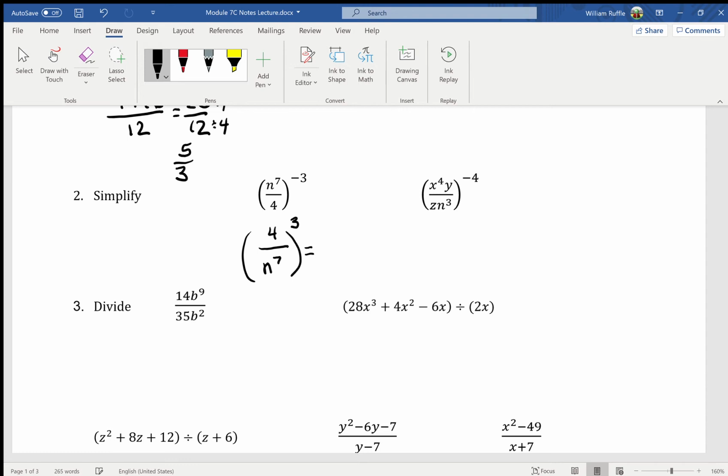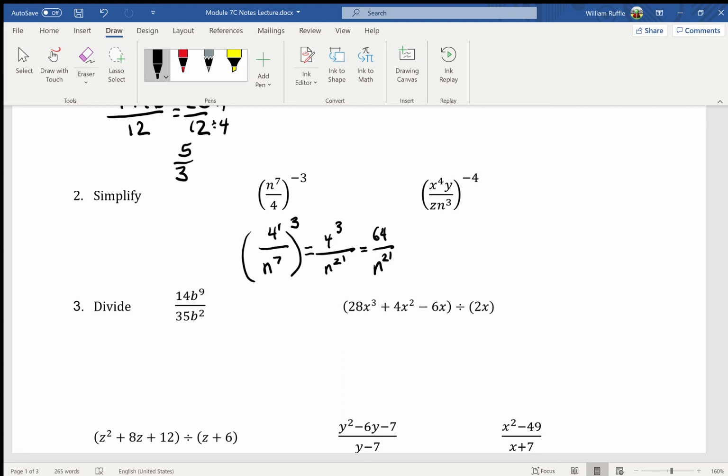So now here, we have a power raised to a power. Remember, there's an invisible 1 there. So 1 times 3 is really 4 to the third power. 7 times 3 is n to the 21st power. Since this is a number, it will want me to do 4 to the third, so it's really 64 over n to the 21st.